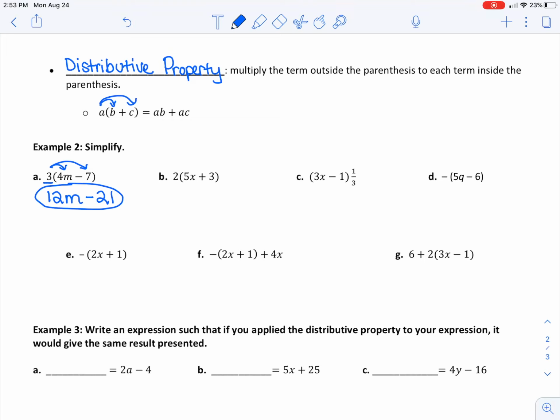Okay. Part B, we're going to take this 2 outside and we're going to multiply it by everything inside. So I'm going to take the 2 times the 5x. 2 times 5 is 10. I keep my x. Then I'm going to take 2 times 3 and I get 6. And if you look here, there are no like terms, so this is actually also finished.